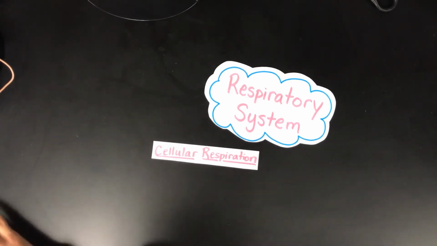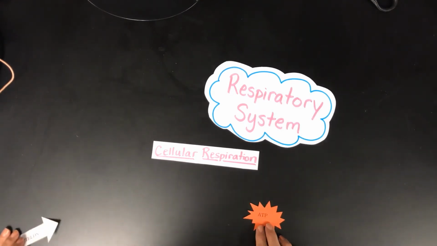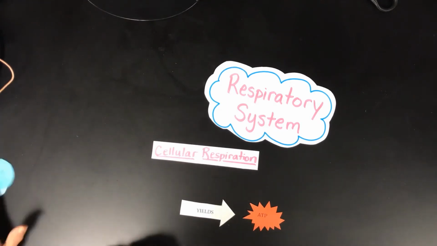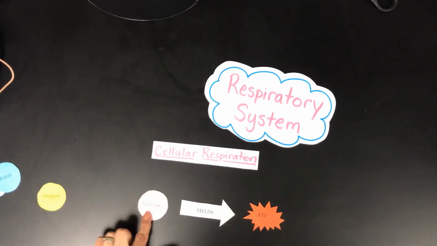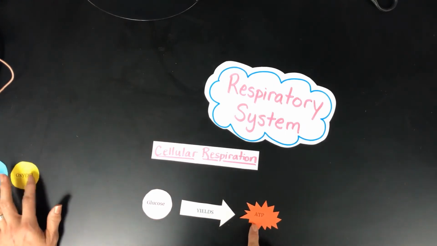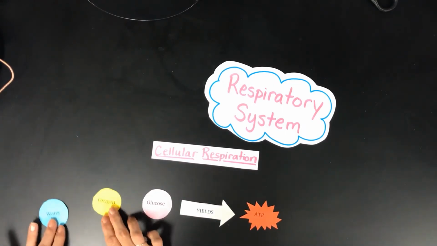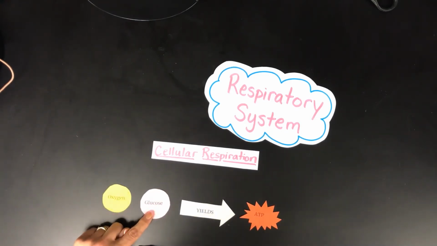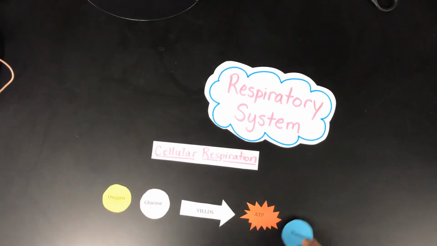So remember, respiration is done in all cells to produce ATP. It uses the energy found in glucose, breaking it down to form usable energy of ATP. Now this has to be done in the presence of oxygen. So we have oxygen and glucose yield ATP plus water and CO2.